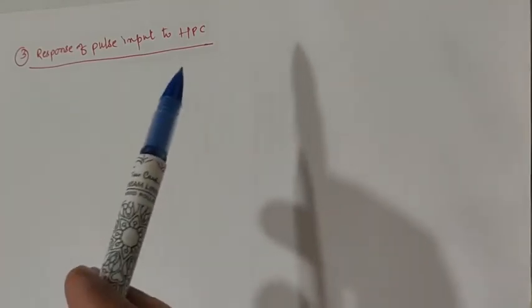Hello friends, let us start with the second part of wave shaping. Now in this particular video we will be looking at the two inputs that we will be applying to the high pass circuit. One is the pulse input and another is the square wave input, and we'll try to find how the high pass circuit is going to respond to those signals that we will be applying.